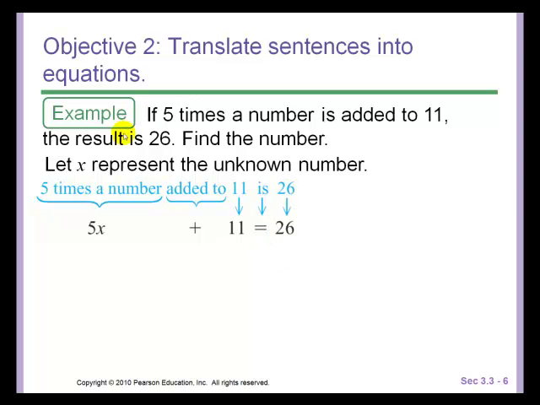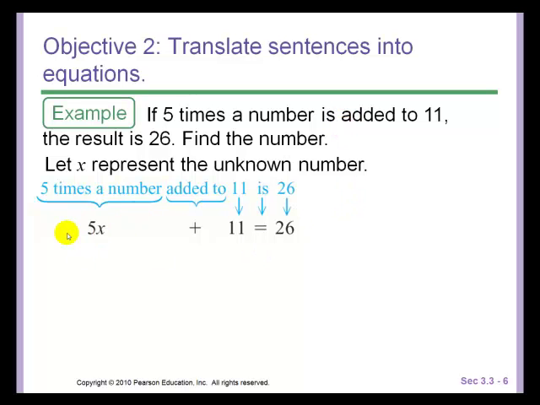Be very careful with the word "is." Notice, "is" is in this sentence twice. If 5 times a number is added to 11, the result is 26. Only this one was an equal sign. This one was not. That's what makes these so tricky. You can't just look for the words and write them down. You have to read it and understand what you're reading.